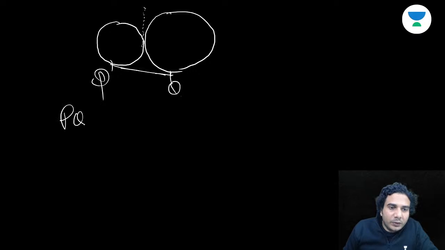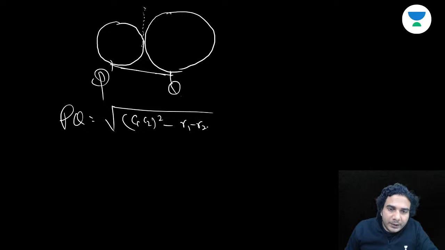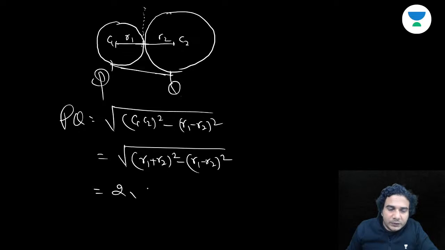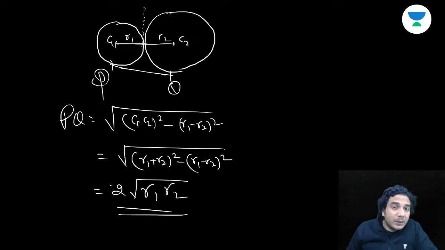Okay, so now in this case PQ is basically, now you know, this was the formula: under root of C1C2 square minus (R1 minus R2) the whole square. But we know that in this case C1C2 is nothing but R1 plus R2, right? This is R1, this is R2. So you can put C1C2 equal to R1 plus R2: (R1 plus R2) the whole square minus (R1 minus R2) the whole square. If you open it, it is R1 square plus R2 square plus 2R1R2 minus R1 square plus R2 square minus 2R1R2. So R1 square and R2 square will get cancelled and you'll get 4R1R2. So 2 you can take outside and it is 2 under root R1R2. Okay, so this is the formula of length of common tangent when circles touch each other externally.